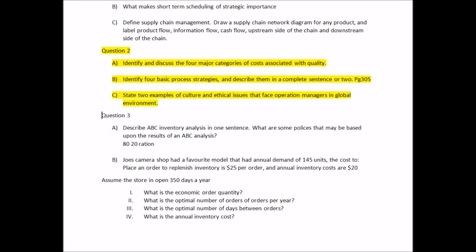So 2B, identify the four basic process strategies and describe them in a complete sentence. I didn't like this. Well, the other one is mass customisation, and the other one's the production line. So process focus, repetitive focus, product focus, mass customisation. So product, process, repetitive, and then mass customisation. Repetitive, yeah. So this is the production line thing.